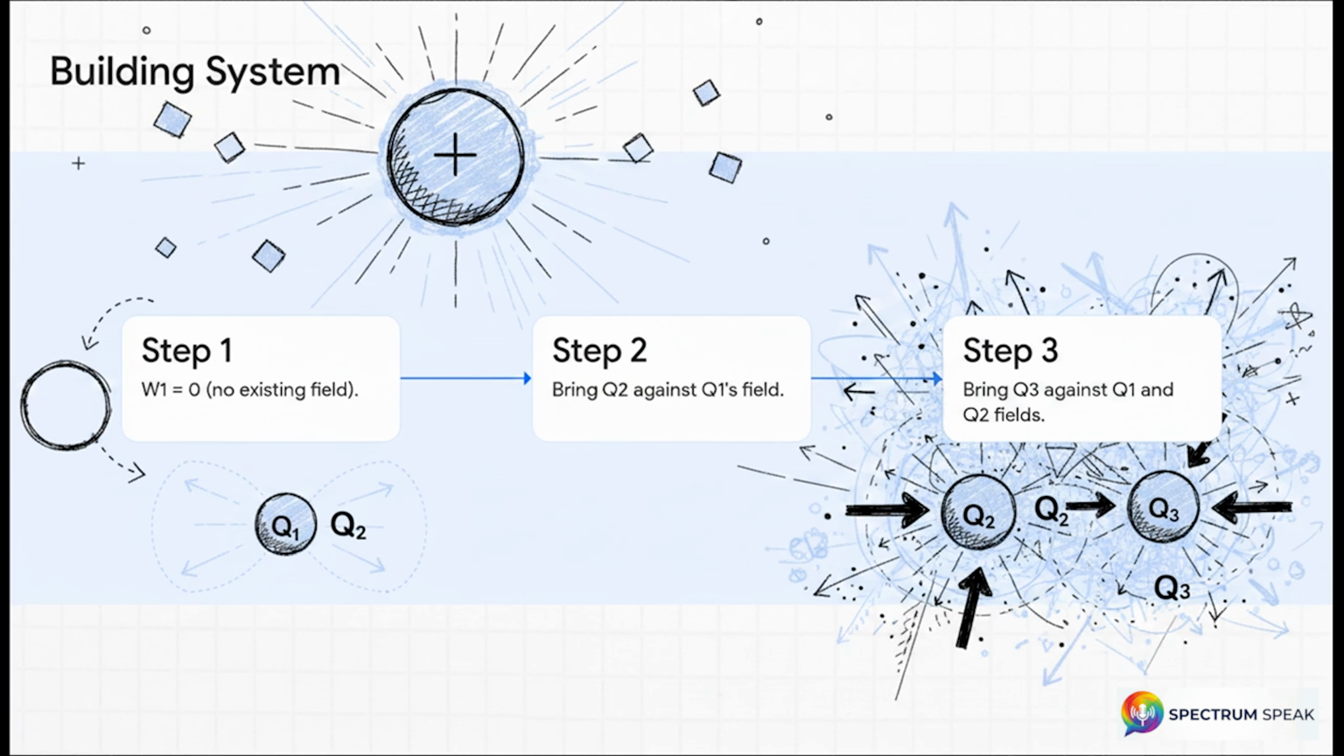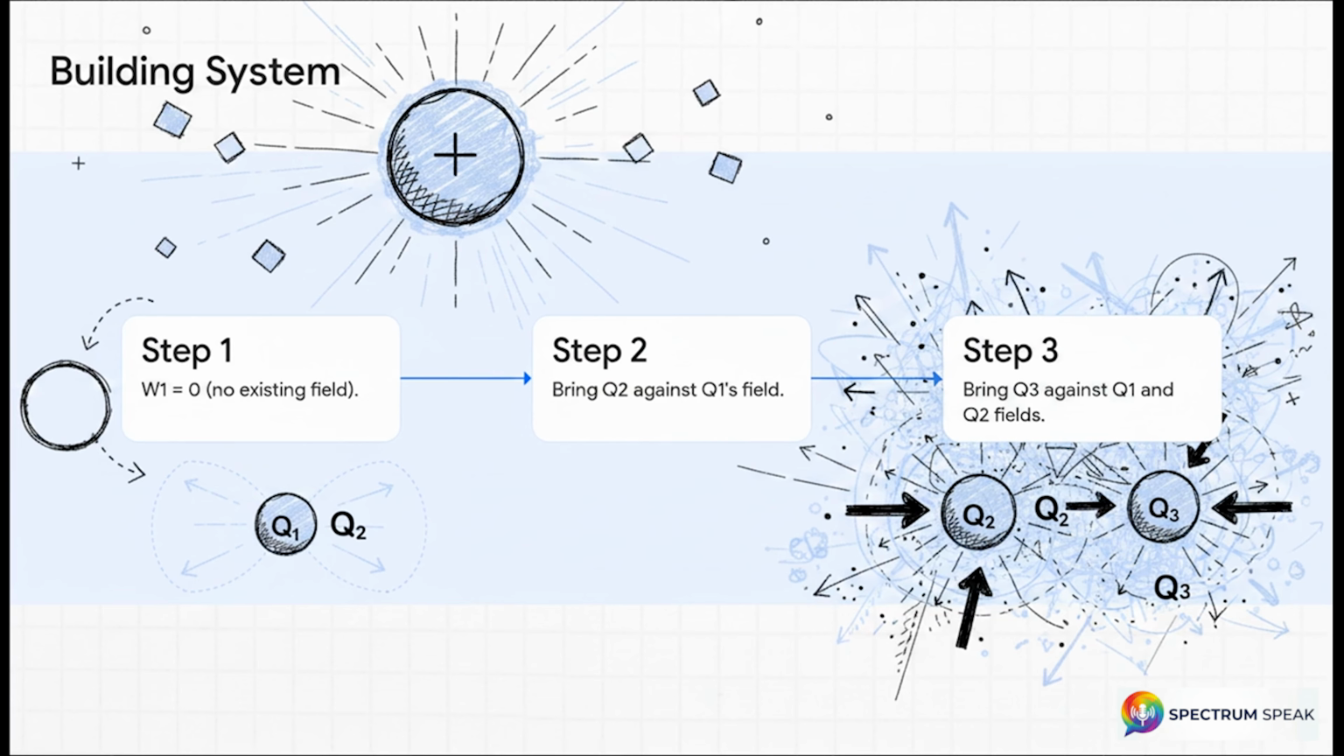0 resistance. Therefore, W1 is 0. It takes no work at all. Step 2. We bring in Q2. But now Q1 is already sitting there, creating a field, which means we have to do work against Q1's field to put Q2 in place.